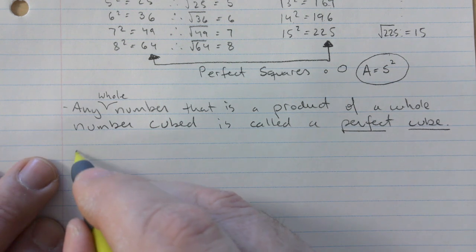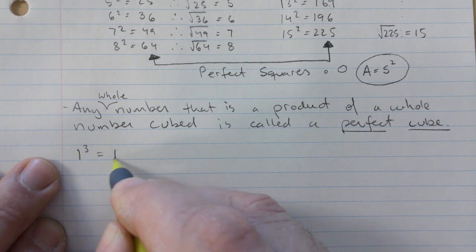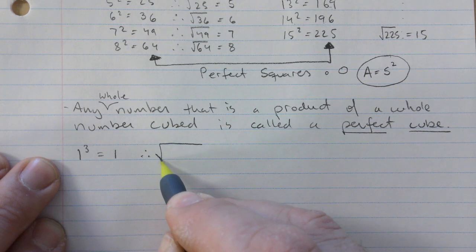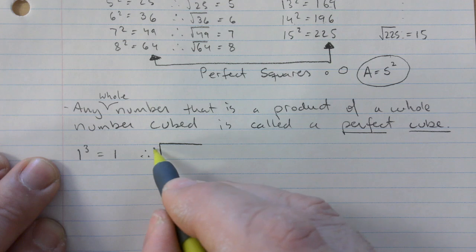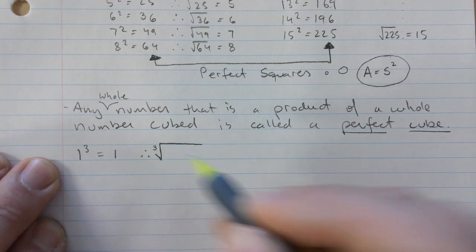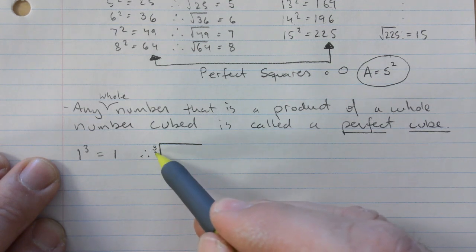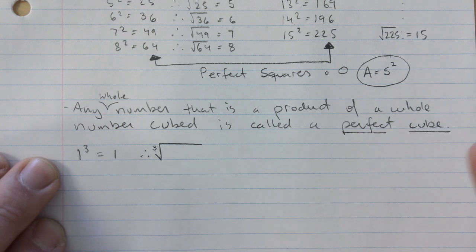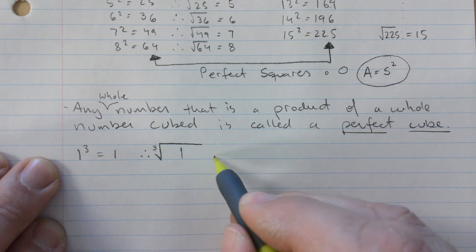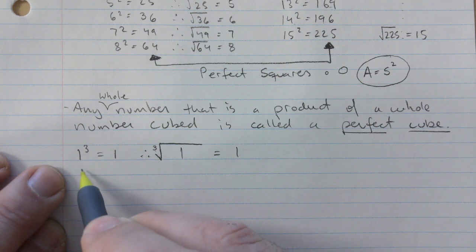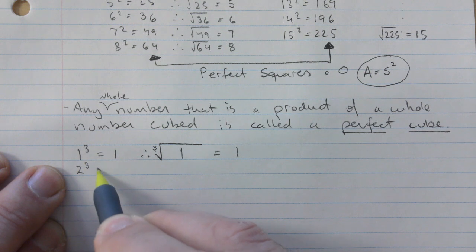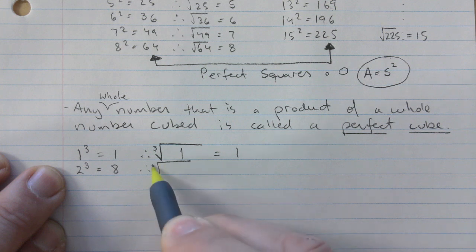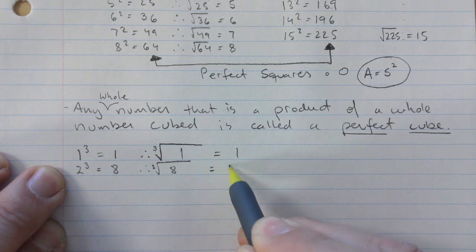So I'm going to give you a couple. 1 cubed is just 1. Therefore, and I think I need to say this because it happens a lot. Students forget to say, if they're trying to find the cube root of something, they forget to put the 3 in the root. If you forget that, you're technically taking the square root of a number, and that's not correct. Okay. 2 cubed is 2 times 2 times 2, which is 8. Therefore, the cube root of 8 is going to be 2.